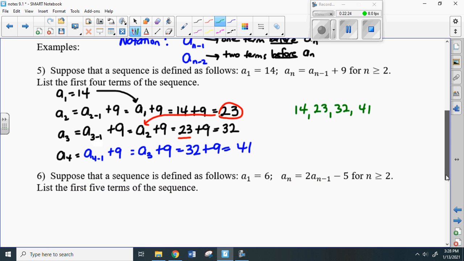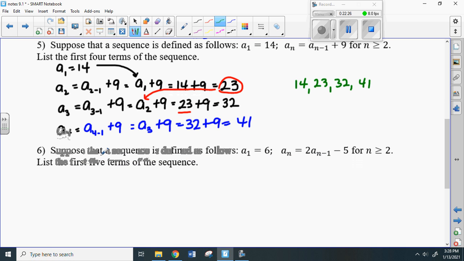So of course, I'm going to do another example or two. All right, so suppose that a sequence is defined as follows. A1 equals 6, and A sub n is given by the following formula. 2 times A sub n minus 1, right? So that just means the previous term minus 5. And that starts when n is greater than or equal to 2. All right, so we have A1, so that's going to be the first of the 5 terms that I'm looking for.